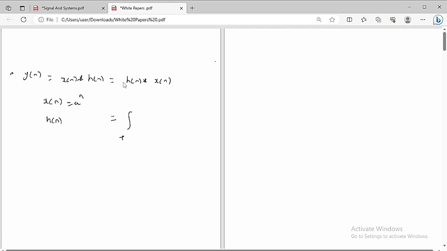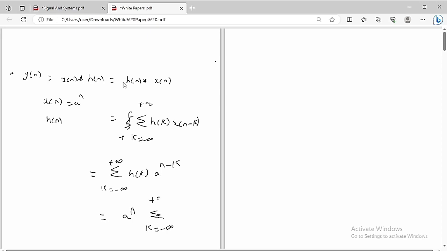So what is the formula here? It is the summation, k equal to minus infinity to plus infinity, h of k into x of n minus k. So h of k is as it is, and x of n minus k means wherever n is represented, we replace it by n minus k, so we get e to the power of j ω (n minus k). As e to the power of jωn is a constant, we can take it outside this summation. So we get e to the power of jωn into the summation, k equal to minus infinity to plus infinity, h of k into e to the power of minus jωk.